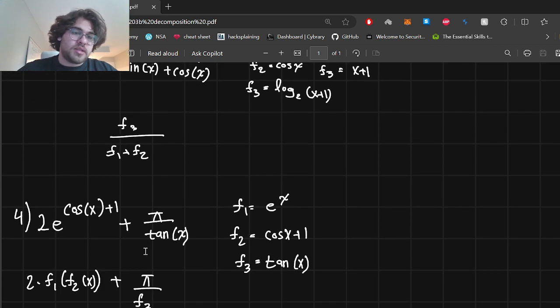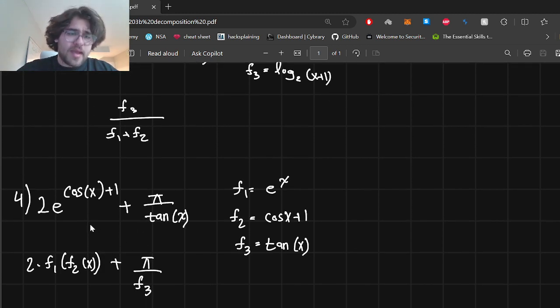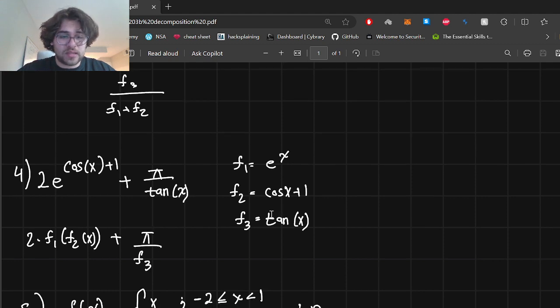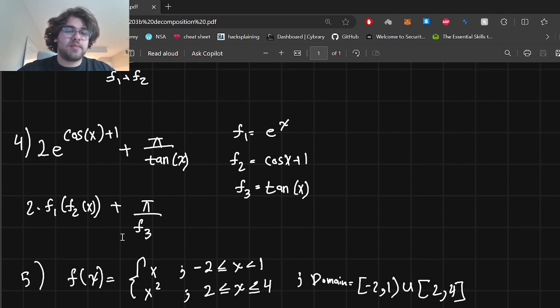The fourth question is that we have 2 times e to the cosine x plus 1, plus pi over tan of x. I took f1 is e to the x, which is the exponential function, f2 is the cosine x plus 1, and f3 is tan x. And I combined them, as you can see here, in this part.